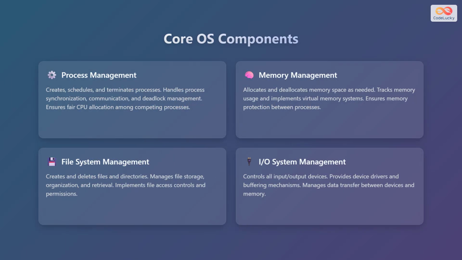Let us explore the core components of an operating system. First, process management. It creates, schedules, and terminates processes. It also handles process synchronization, communication, and manages deadlocks. Process management ensures fair central processing unit allocation among competing processes.